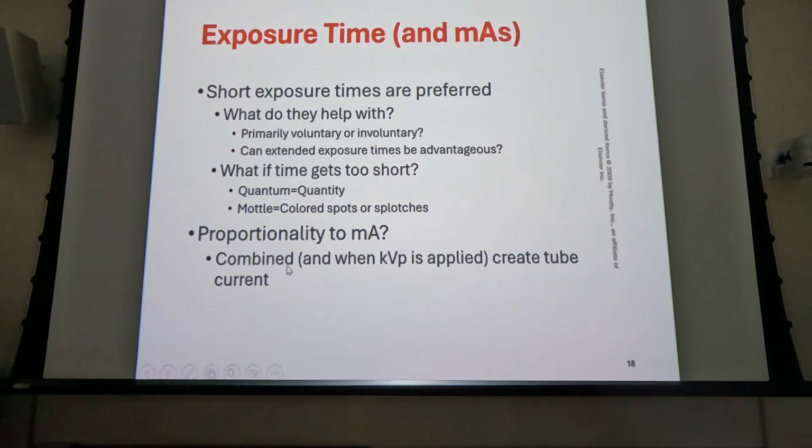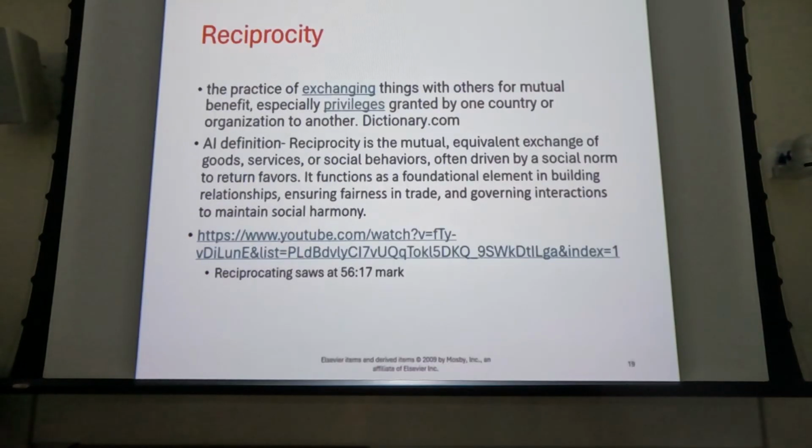Exposure time times your mA gives you your mAs, and that's once we apply the kVp and the electrons jump across the tube, we get actual exposure. So then we talk about reciprocity. Reciprocity is just give and take, and that's manipulation of mA and time to arrive at the same mAs value. And mAs should be mAs.